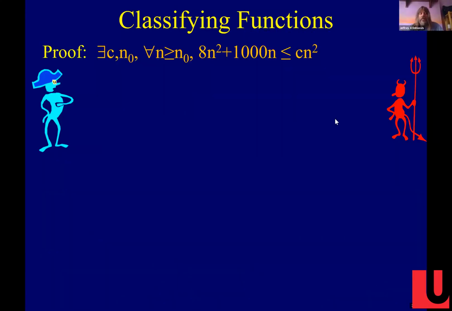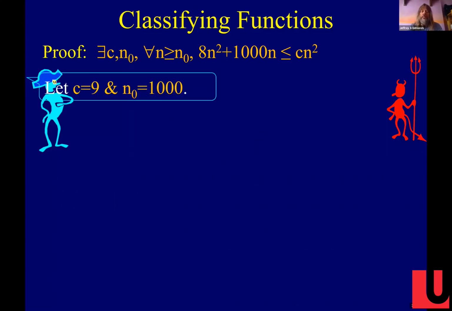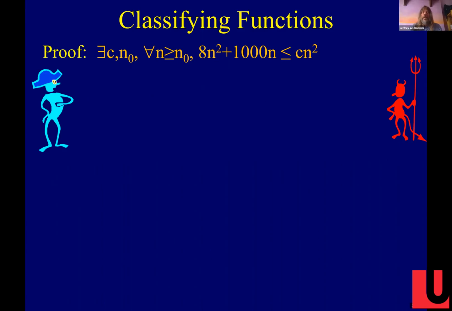Suppose the running time of your algorithm is 8n squared plus 1,000n. Your boss comes to you and asks what the running time of your algorithm is, and you say 8n squared plus 1,000n. Do you think he cares? He doesn't want all that detail. He wants to know, is it big O of n squared? This is saying it's big O of n squared.